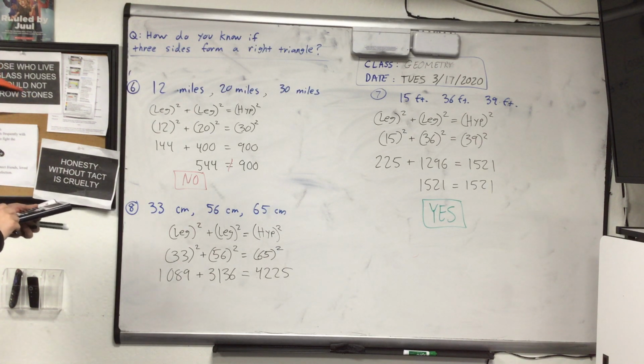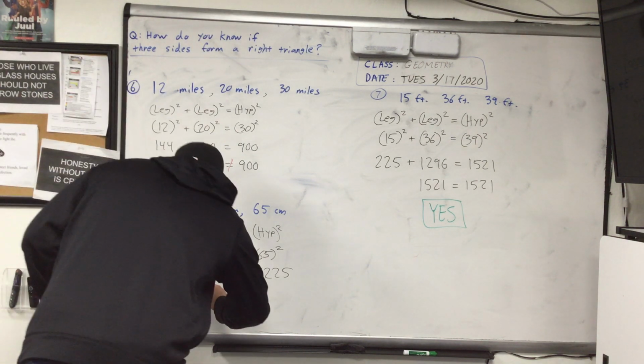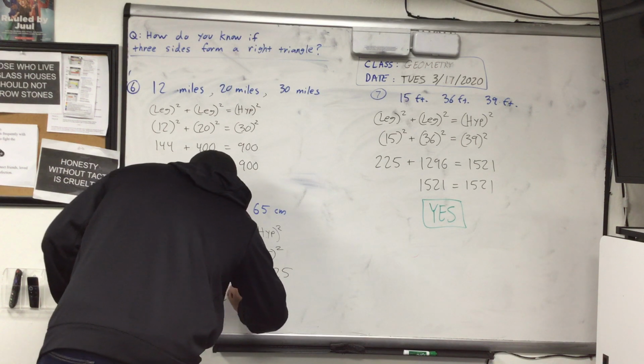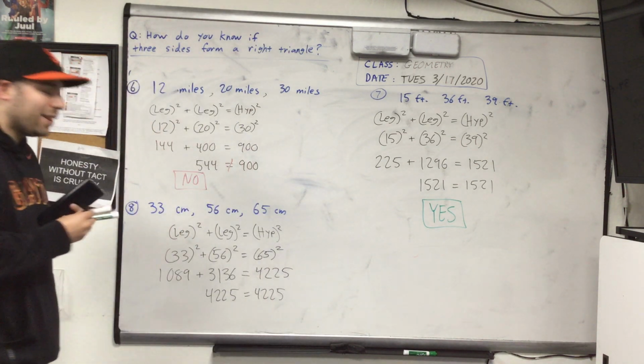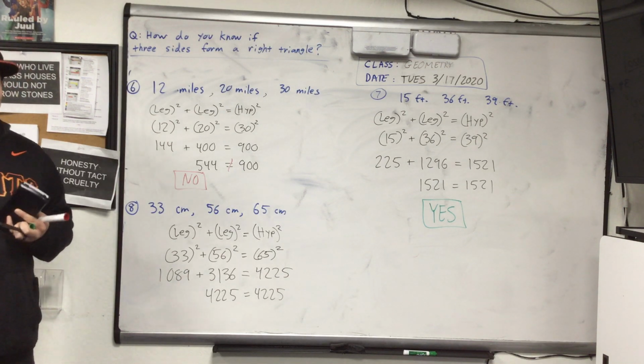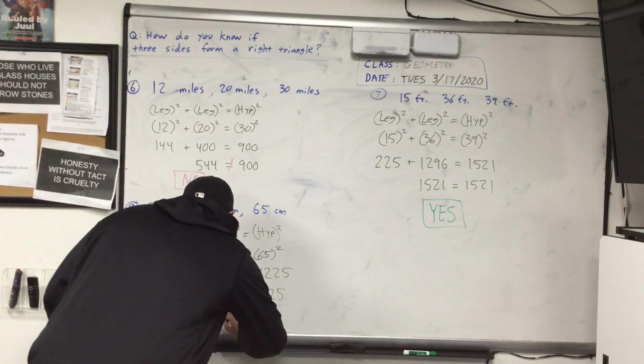1,089 plus 3,136, and that is 4,225. Is the Pythagorean theorem satisfied from these three side lengths? And the answer is yes. These three side lengths form a right triangle.